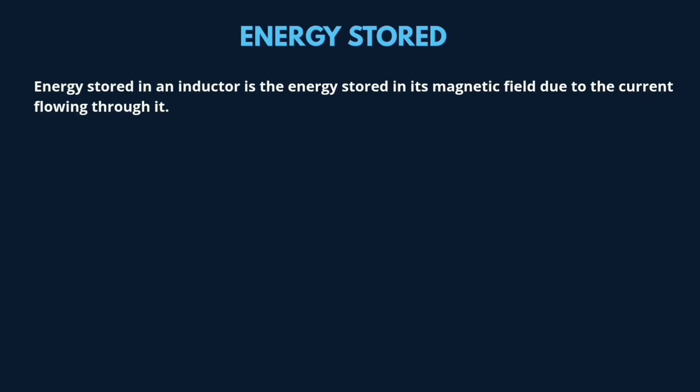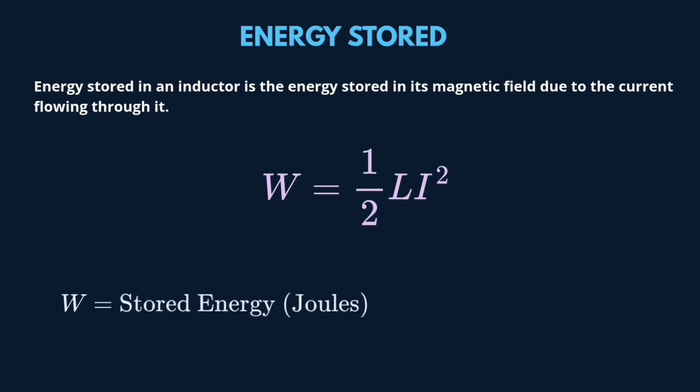Energy stored in an inductor is the energy stored in its magnetic field due to the current flowing through it. It's given as W = half L i square, where W is the stored energy in joules. Unlike a resistor, an ideal inductor does not inherently dissipate energy. It borrows power to build its magnetic field, then returns it completely when the field collapses.